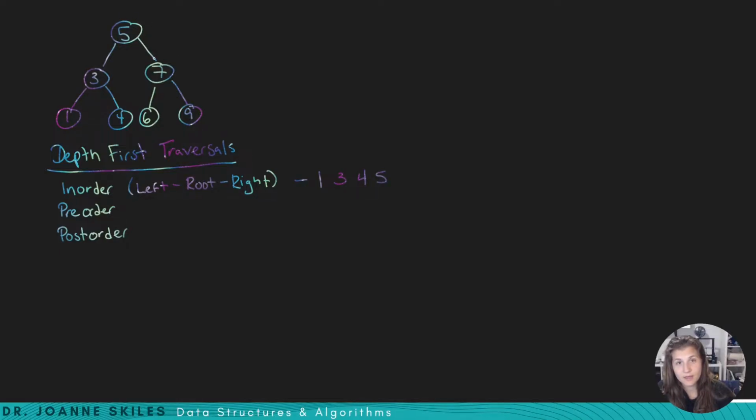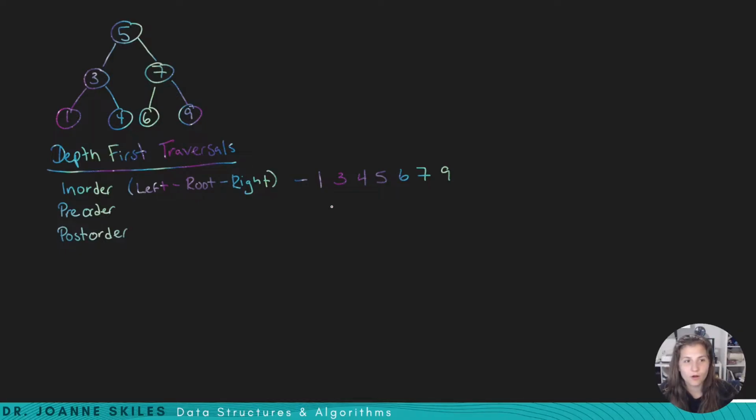Right is a root. There is another leftmost. So we end up at the right, but there's a leftmost node. So we output 6. Then we output our root, which is 7. And then we output the right, which is 9. So the result for our inorder is 1, 3, 4, 5, 6, 7, 9, which is actually our binary tree sorted.